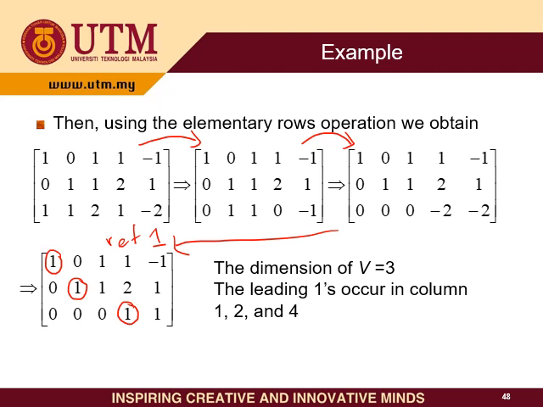So these are our leading ones that occur in column 1, column 2, and column 4. So the dimension, directly you can see, is 3, based on our observation in the row echelon form matrices.